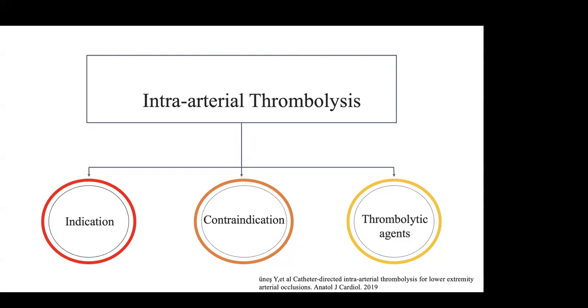If the patient has uncontrolled hypertension, a systolic of more than 180 and diastolic of more than 110, recent major non-vascular surgery or trauma, or is a known case of any intracranial tumor, these are again considered relative contraindications for intra-arterial thrombolysis.